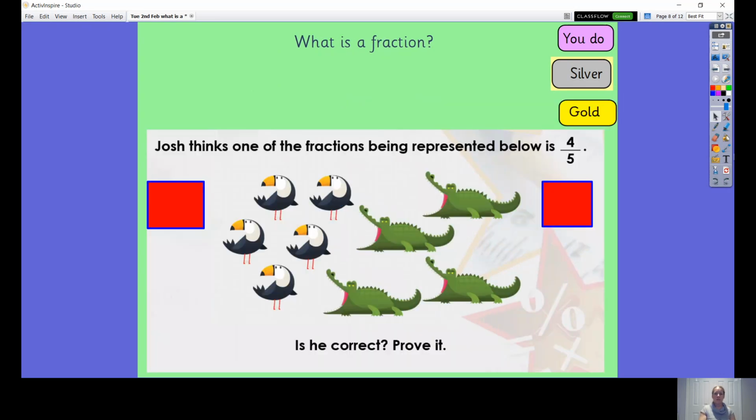Okay, here we have got some puffins and we've got some crocodiles. And Josh thinks that one of the fractions being represented below is 4/5. So can you pause this and have a look, see if you think he's correct and prove it?